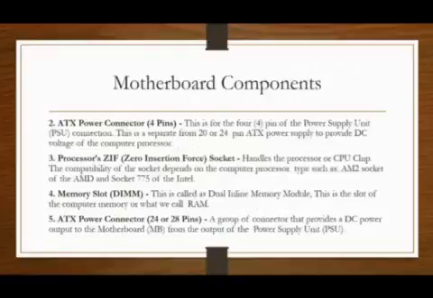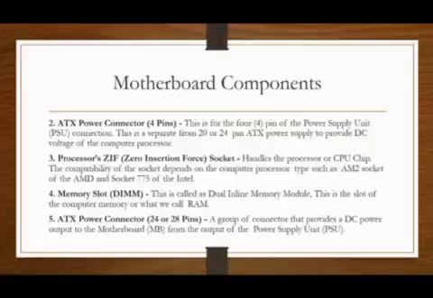ATX power connector, 4 pins. This is for the 4-pin power supply unit connection. This is separate from the 20 or 24-pin ATX power supply to provide DC voltage for the computer processor. Processor's zero insertion force socket handles the processor or CPU chip. The compatibility of the socket depends on the computer processor type, such as AM2 socket of the AMD and socket 775 of the Intel. Fourth, memory slot, DIMM.